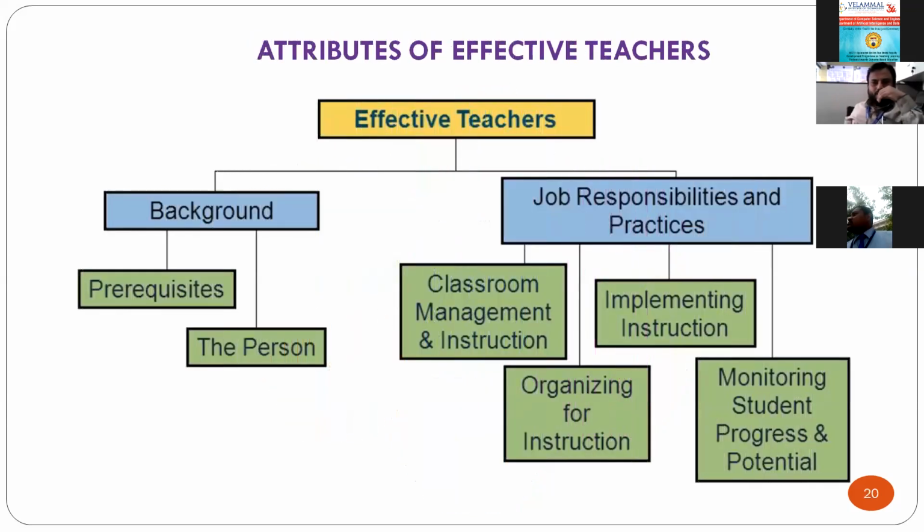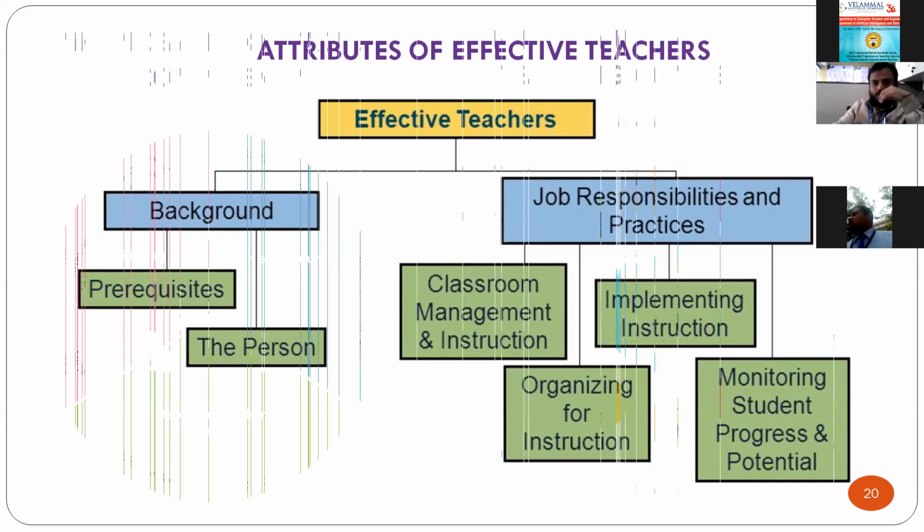So what are the attributes? The background prerequisite is very important. Then classroom management and instruction: implementing the instruction, organizing for instruction, monitoring student progress and potential. How to monitor students? Based on the assessment and the rubric methods. Nowadays in our LMS, learning management system, we have different types of rubric methods, multiple choice questions, matching questions, description questions and so on. Based on that we can monitor and improve that particular learner's level.